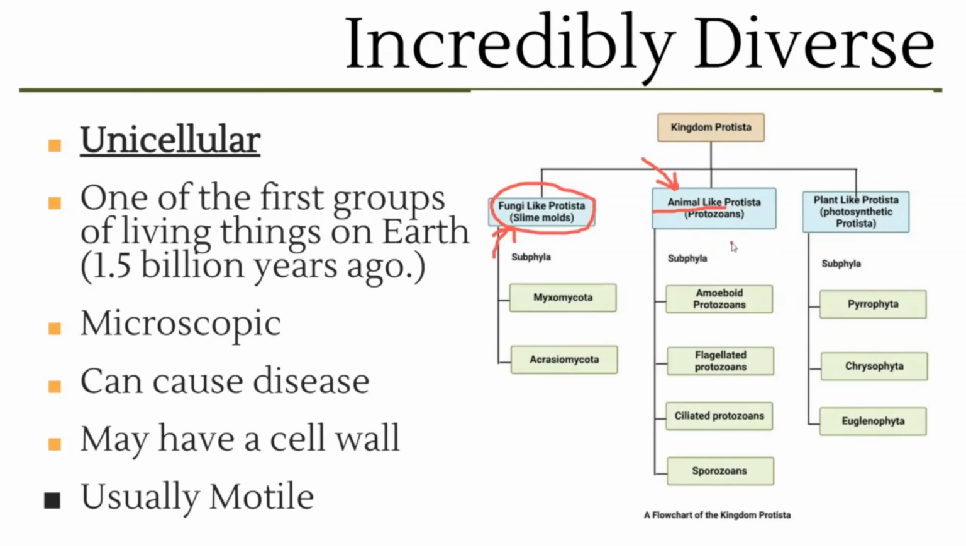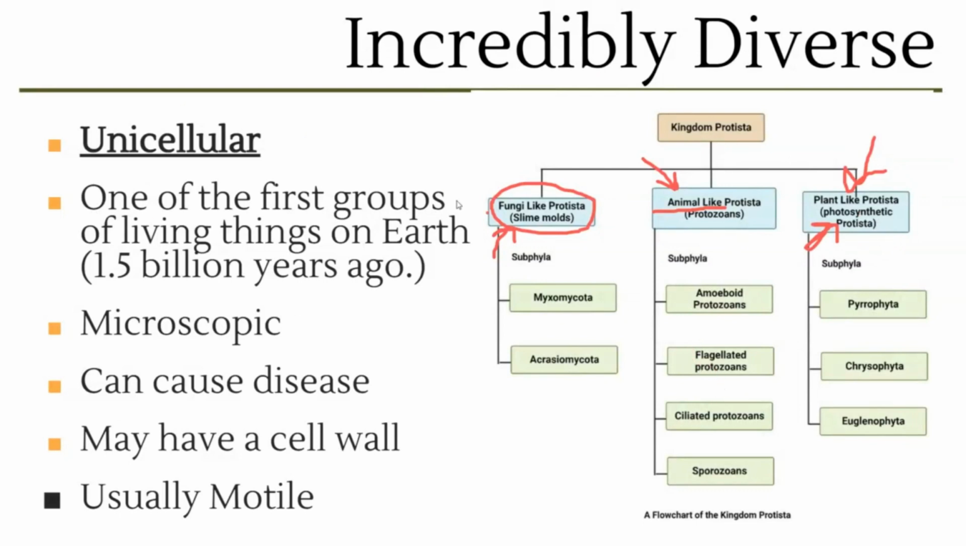Now, animals is a very huge kingdom with lots of diversity. Things like a sea sponge is considered an animal. So these protistas are going to have those kinds of characteristics. And then the other one is going to be plant-like. These are things like algae that are very similar to plants, and their main characteristic is that they can photosynthesize. So they are autotrophs that have that green pigment chlorophyll that helps them to photosynthesize.